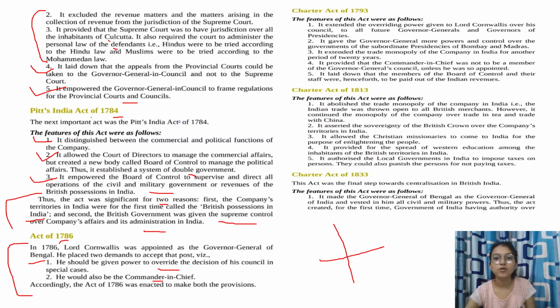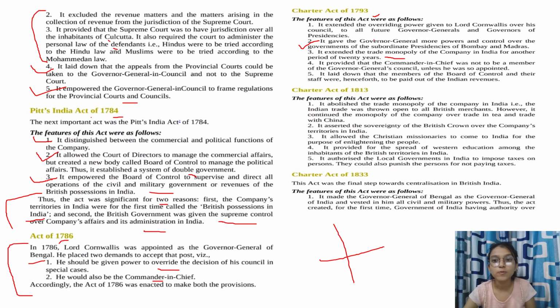Then we have the Charter Act of 1793. So these are the features. It extended the overriding power given to Lord Cornwallis over his council to all future governors general and governors of presidencies. It gives the Governor General more powers and control over the governance of the subordinate presidencies of Bombay and Madras. Now they have quite a lot of control over our Indian territory, so their function has become wider. That's why they need more people, more acts to regulate it in a proper manner.